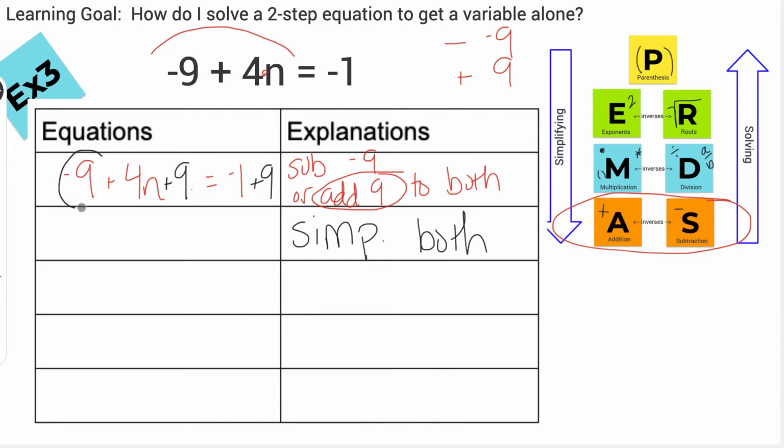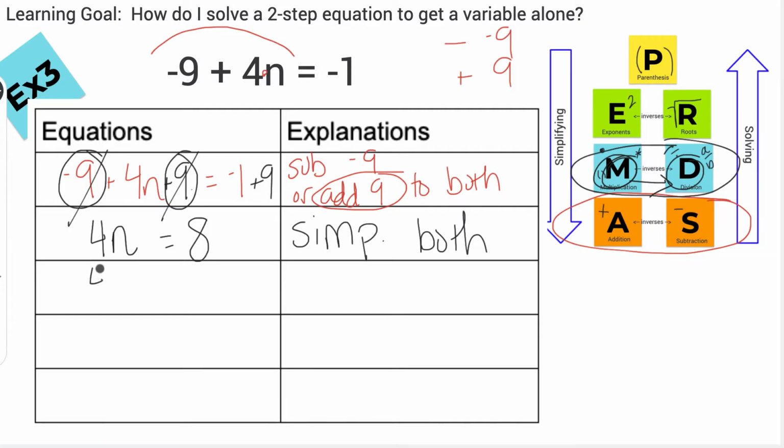So I'm going to combine my like terms. -9 and +9 cancels. They're inverse operations. So I'm left with 4 times n equals, use a calculator if you're not confident with these negative numbers, but -1 plus 9 is 8. Okay. So we got rid of the -9. Now we have to get rid of this times 4. So I'm on this step. The inverse of times 4 is to divide by 4.